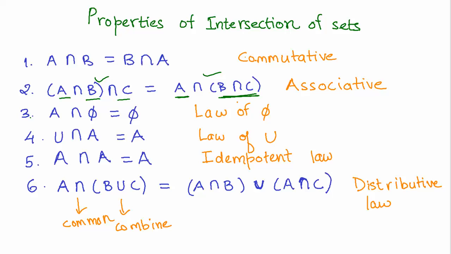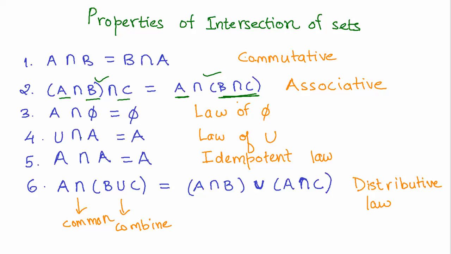Then we also have the law of phi, that is, A intersection phi equals phi. Well, what is common with phi? Nothing, right? What is common with an empty set? Nothing could be common with an empty set. Therefore, the result is always going to be an empty set.